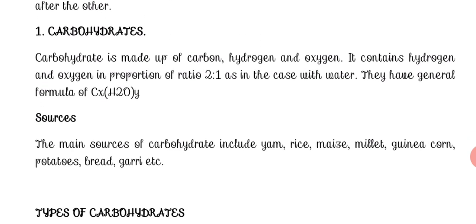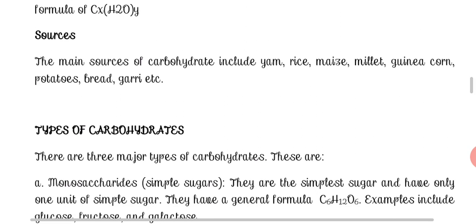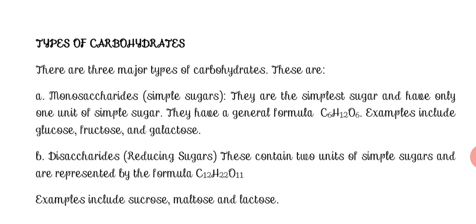The main sources of carbohydrates include yam, rice, maize, millet, guinea corn, potatoes, bread, garri, etc. Carbohydrates themselves are of 3 types. We have monosaccharides. These are referred to as simple sugars. They are the simplest sugar and have only 1 unit of simple sugar. They have the general formula C6H12O6. Examples include glucose, fructose, galactose, and so on.